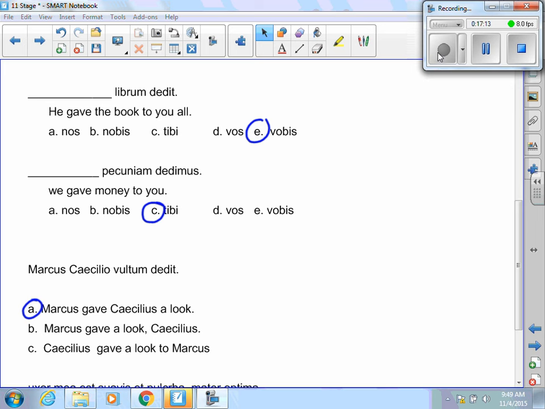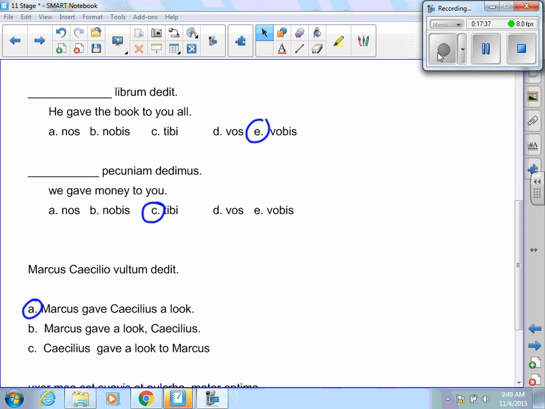Now, what did he give? He gave a look. In A and B, Marcus gave a look, so we still don't have a distinction yet. I have Caecilio as the dative, so Marcus gave a look to Caecilius, or Marcus gave Caecilius a look. Marcus gave a look, comma, Caecilius does not match that description, so I select A.